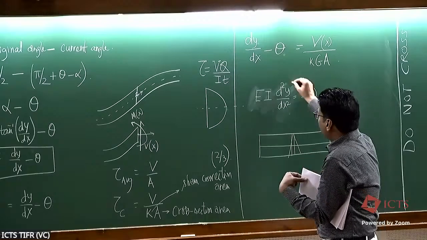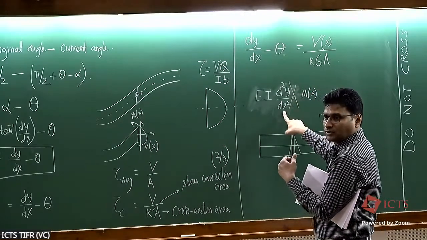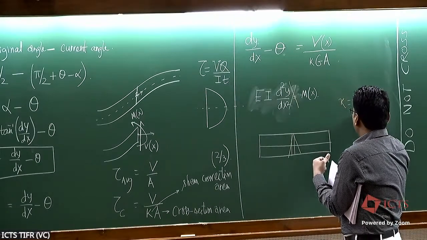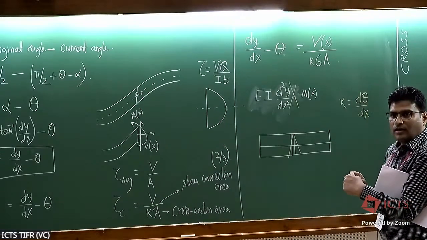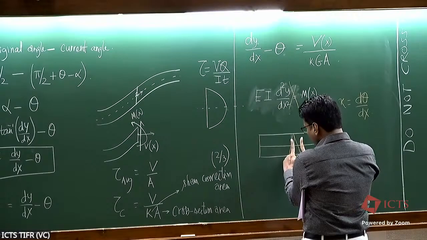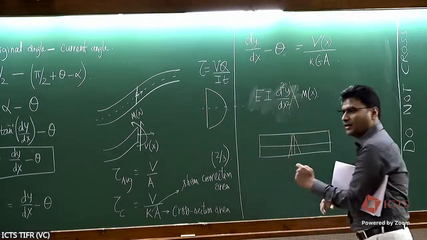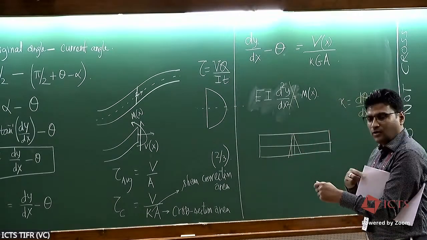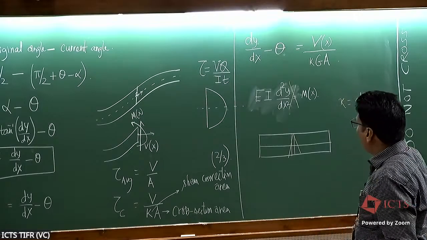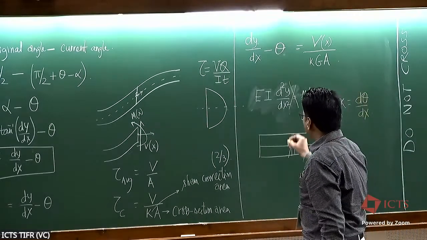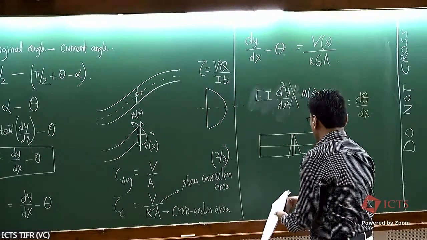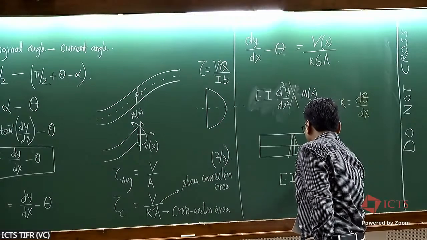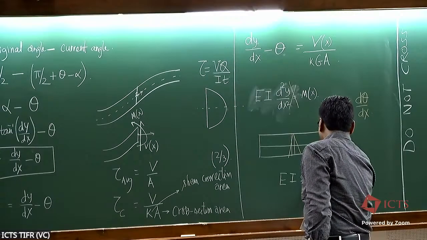So the curvature in this case is not d2y by dx2. The curvature here is d theta by dx. It's coming through the change in orientation of the cross-section. It has got nothing to do with the center line curvature. Okay? So once we see that, then the second equation is, of course, EI d theta over dx equal to m of x.